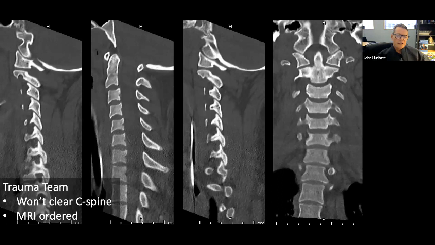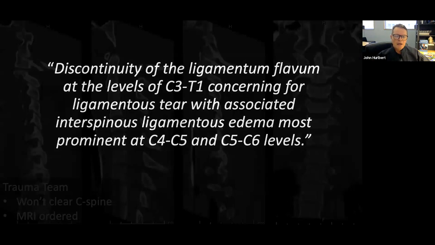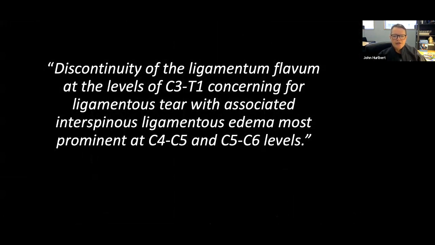The trauma team won't clear her C-spine, so they ordered an MRI to help clear the C-spine. The report came back: discontinuity of the ligamentum flavum at the levels of C3 to T1, concerning for ligamentous tear with associated interspinous ligamentous edema, most prominent at C4-5 and C5-6. Well, of course, this collar stays on, the trauma team calls the spine team, and we have to look at this.